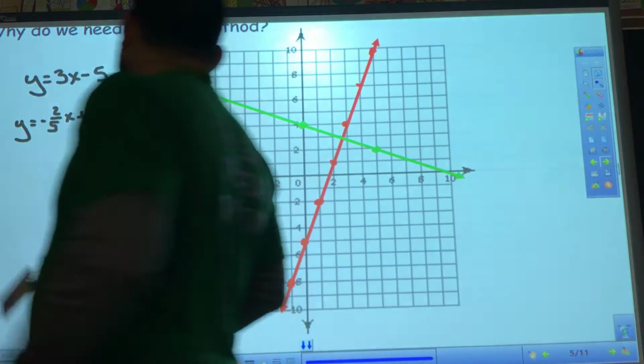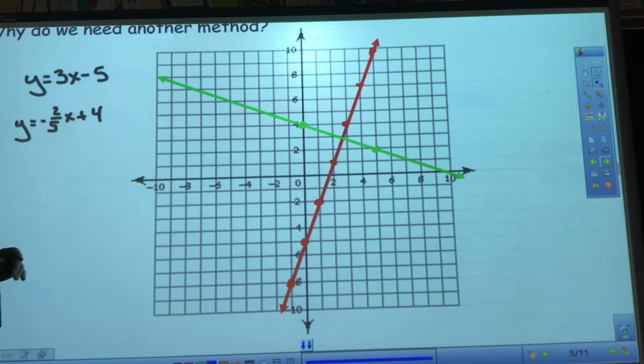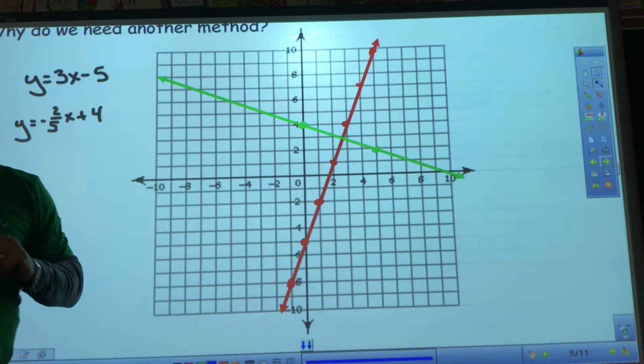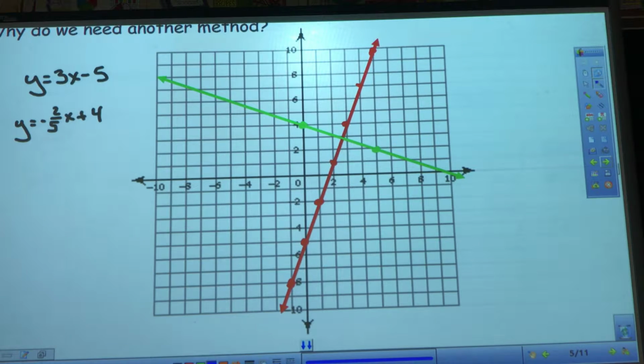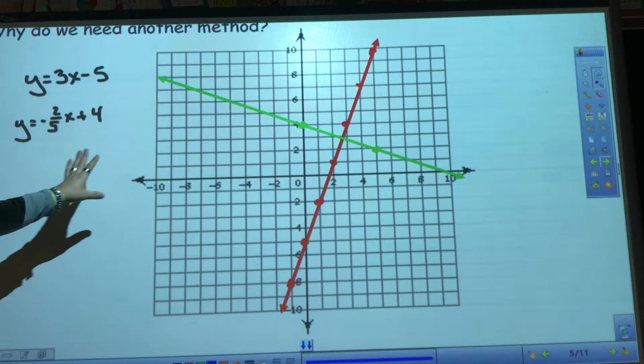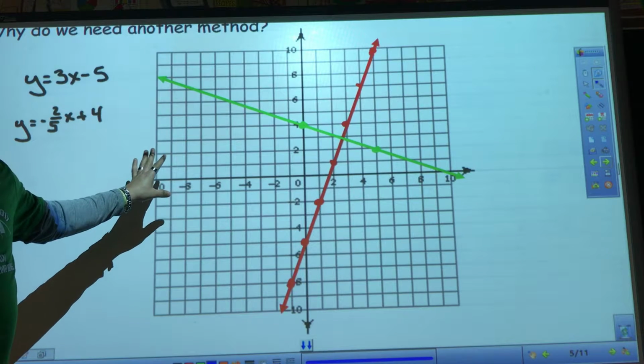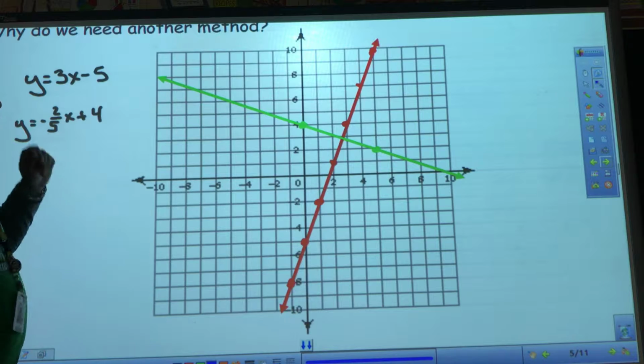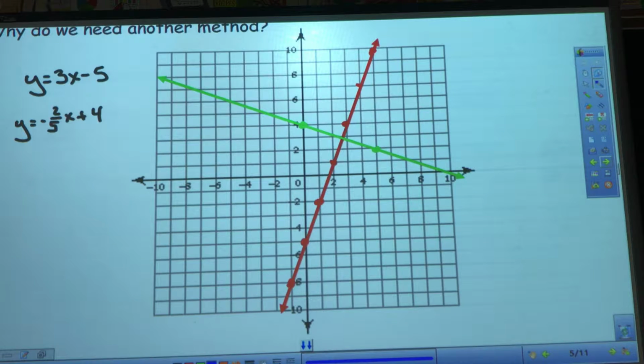Okay? Now, why do we need another method? Well, let's kind of examine this particular graph. I went ahead, I already did the graph for this particular system. Y equals 3x minus 5, y equals negative 2/5 x plus 4. Now, just FYI, you don't need to write this part down. I just want you to see this.